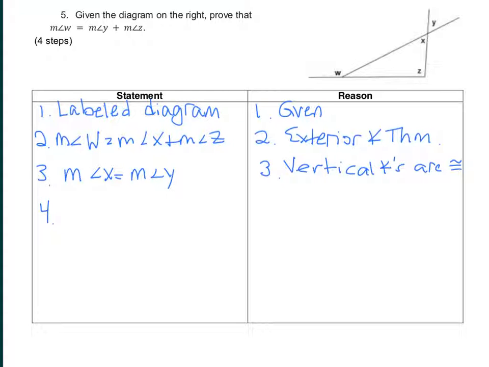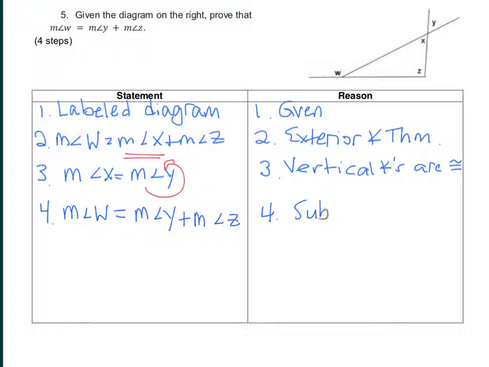Step 4, last step. We will have measure of angle W equals measure of angle Y plus the measure of angle Z, because we took this X and replaced it with Y. Reason, substitution, good old substitution property saves the day again.